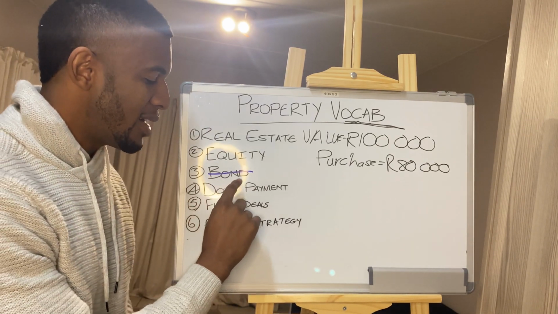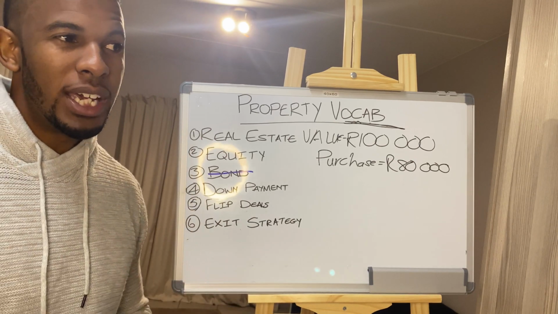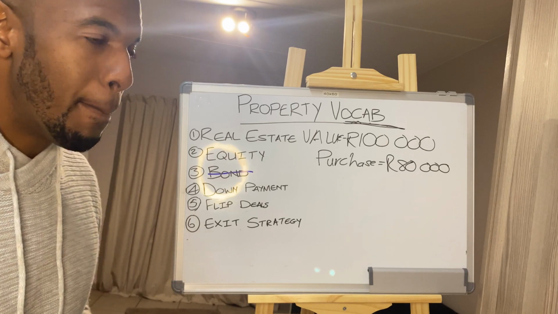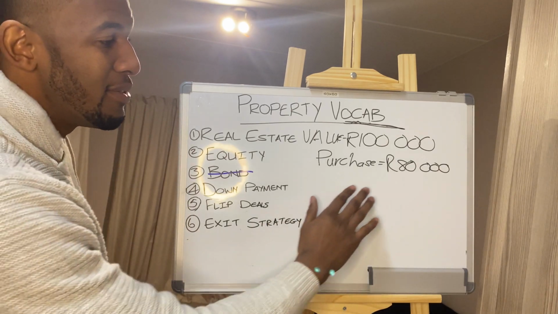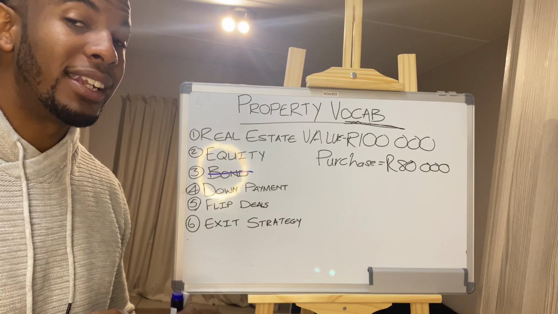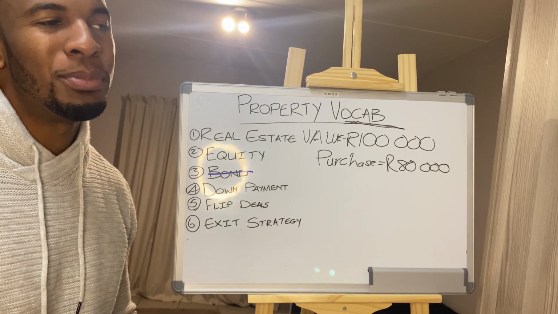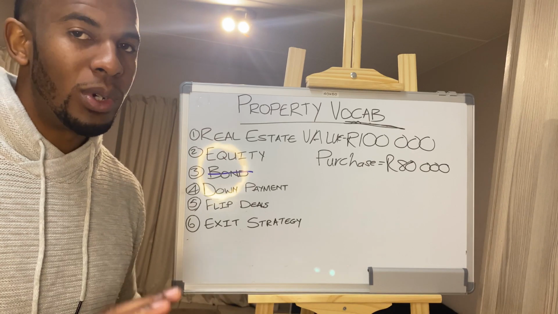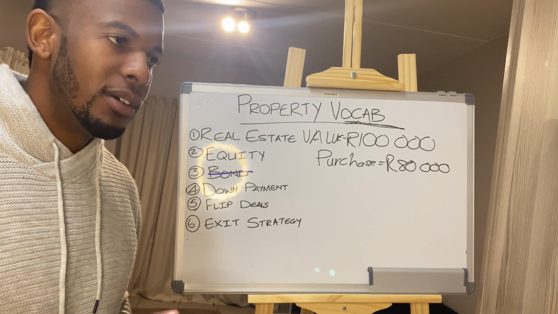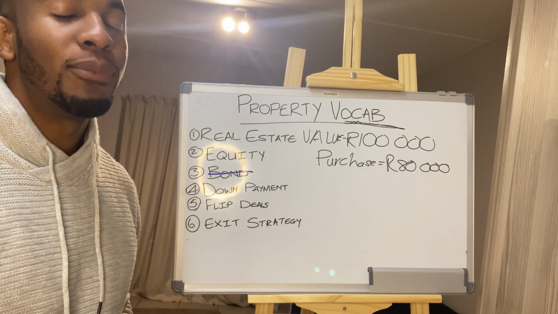What they'll be giving you is a bond. A lot of people will say they own the house, but they don't really own the house. It belongs to the bank. When the bank gives you 80,000 rand to buy that house, the house will be under their name. The bank will own the house, but you'll be staying in it and you'll have full control over it.